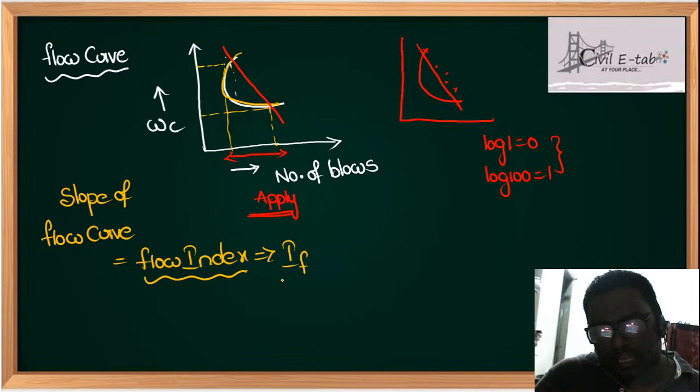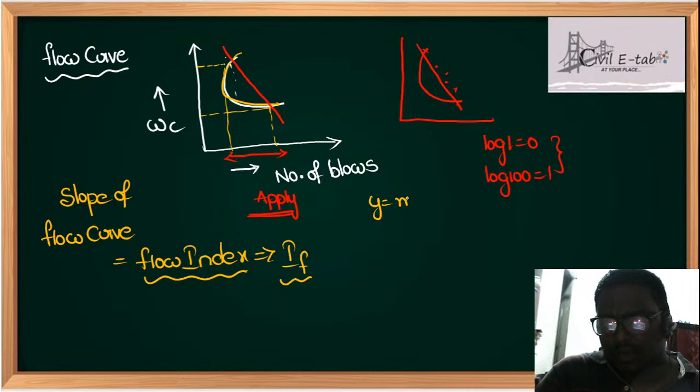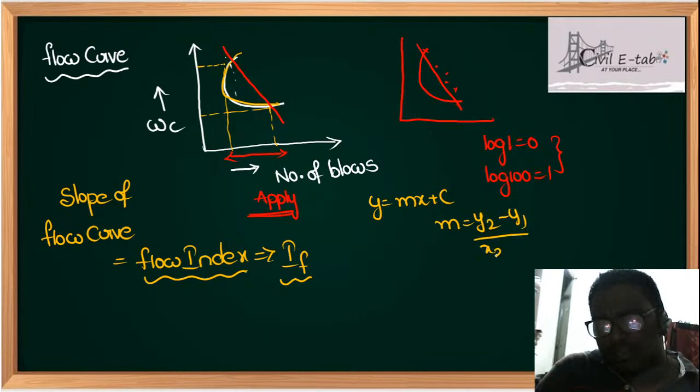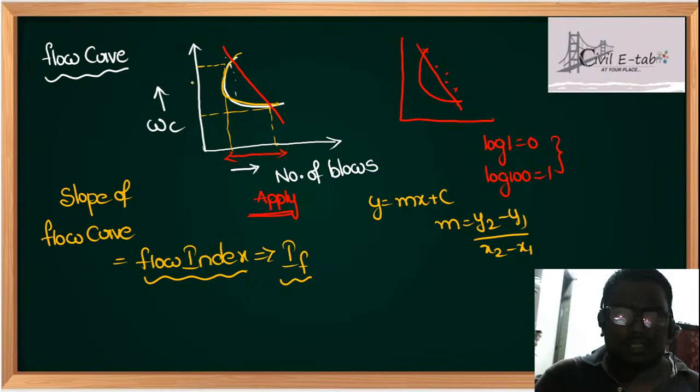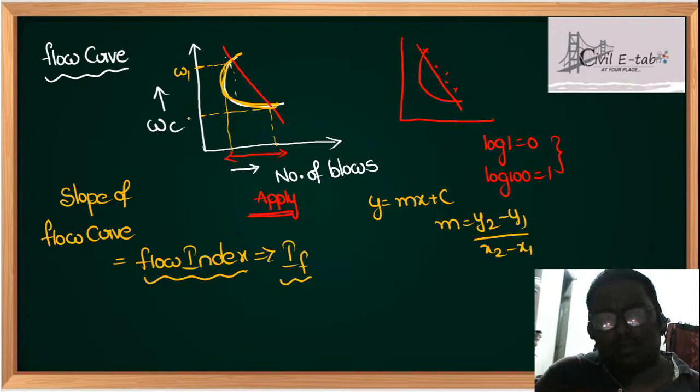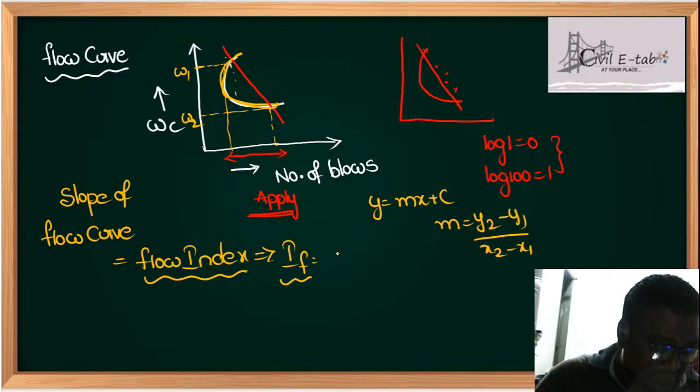Now, if you know the straight line equation, y is equal to mx plus c, what is the slope? It is nothing but m is equal to y2 minus y1 by x2 minus x1. Similarly, see students, here it is a decreasing curve. Why is it decreasing? More water content, fewer number of blows. So you have to write here flow index, for a decreasing curve it is different. You have to understand that also, students.